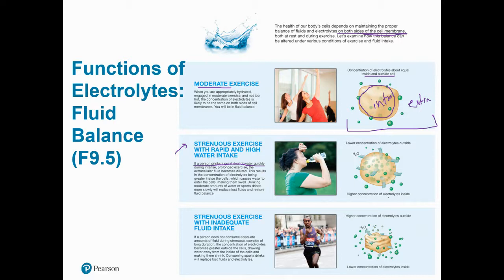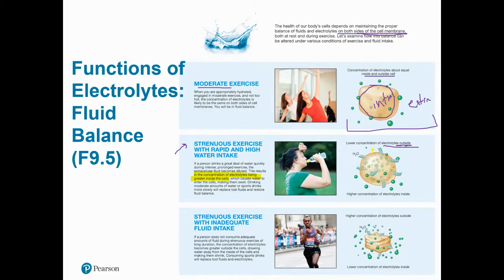So where is that water going to go first? The water is going to be outside the cell, because as we drink water, it goes down our esophagus into our stomach, we absorb it into the blood, but before it gets to our muscle cells or any other cells, it's going to be in the extracellular fluid outside the cell. So the concentration of electrolytes inside the cell will be greater than the concentration of electrolytes outside the cell.